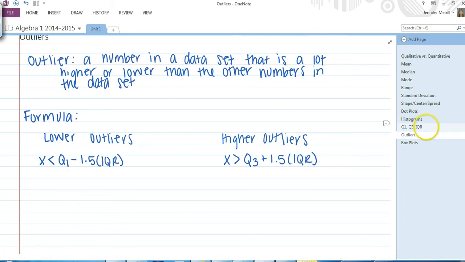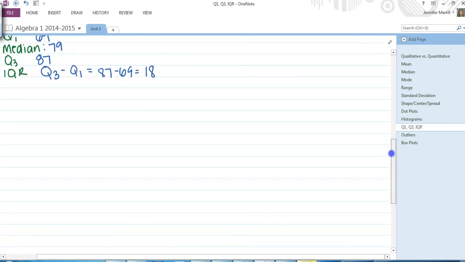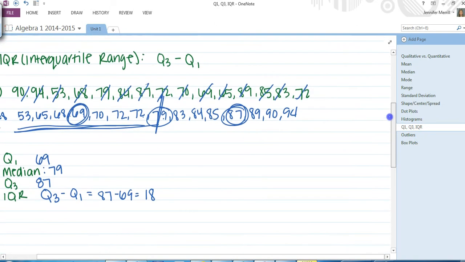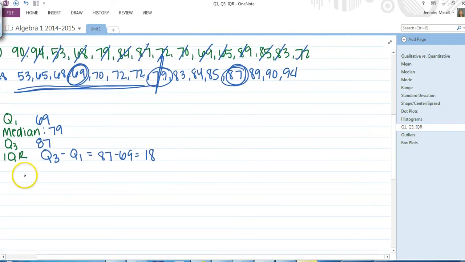If I go back to my previous examples in my Q1, Q3, IQR video, we can go ahead and see if we have any outliers. So I'm going to use the lower formula, which is x is less than Q1 minus 1.5 times the IQR. And I also have the upper end, which is x, or any number greater than Q3 plus 1.5 times that IQR.